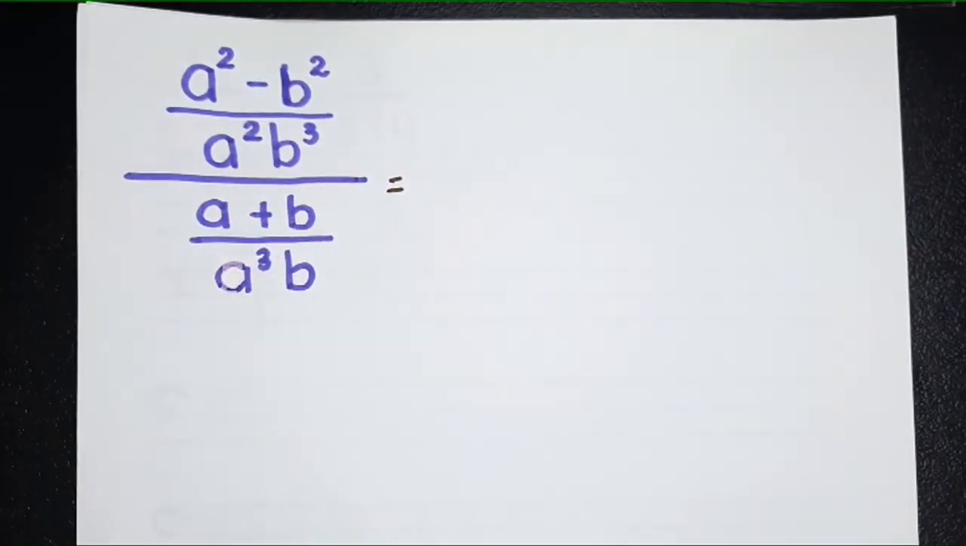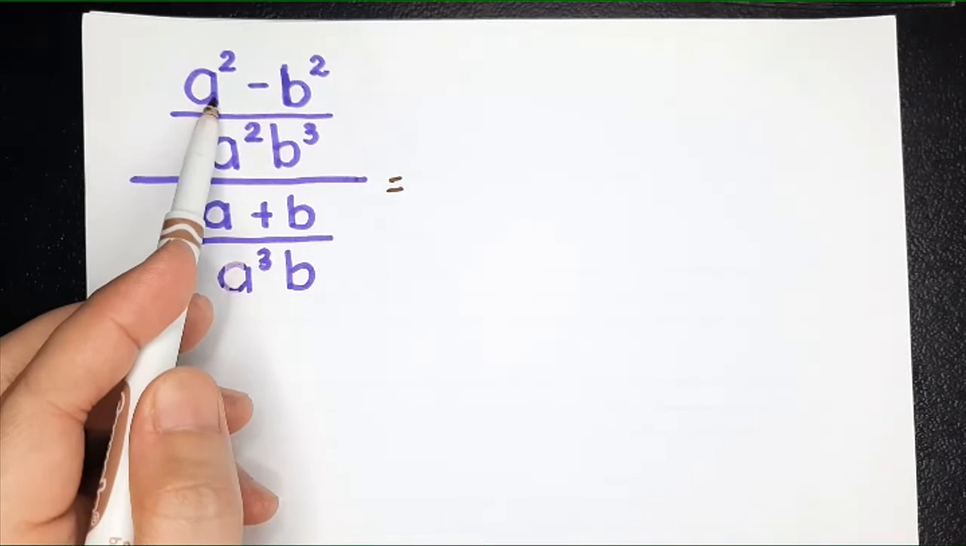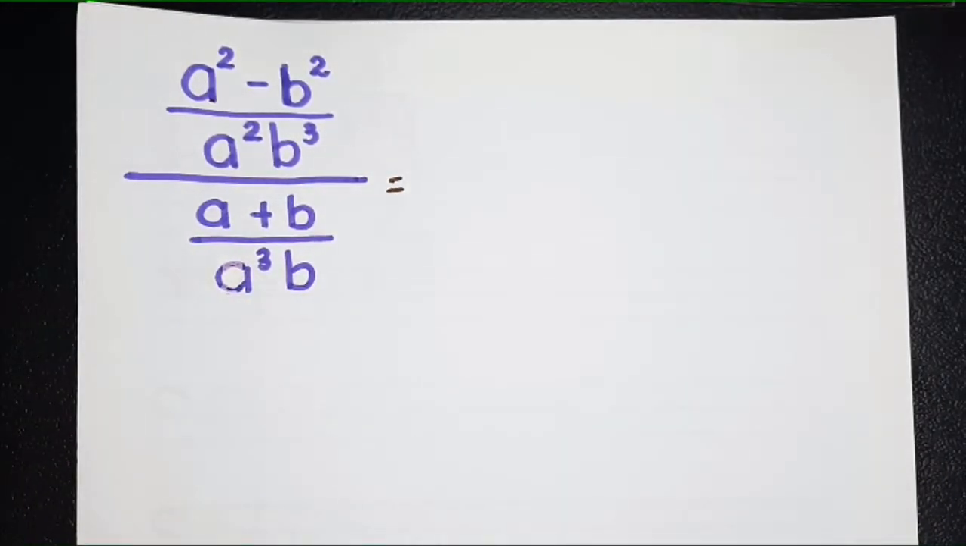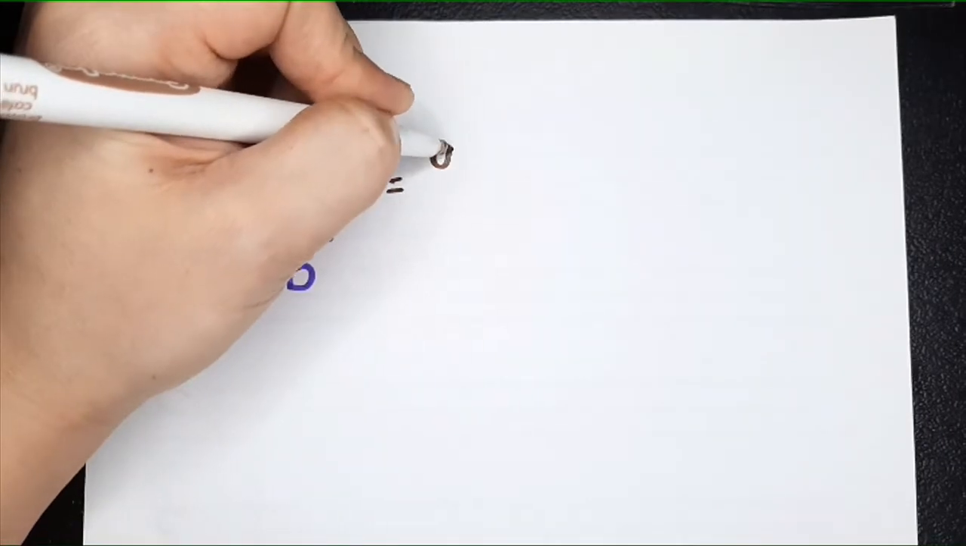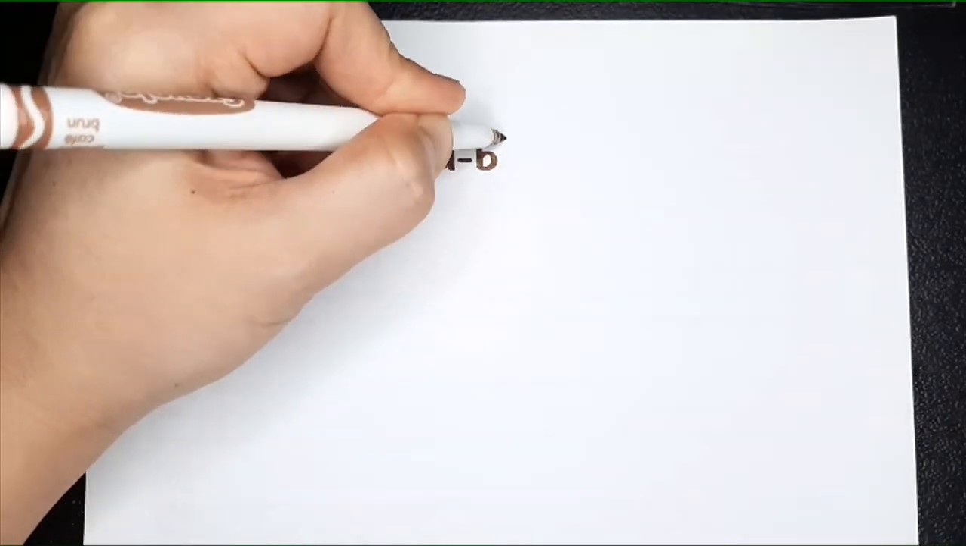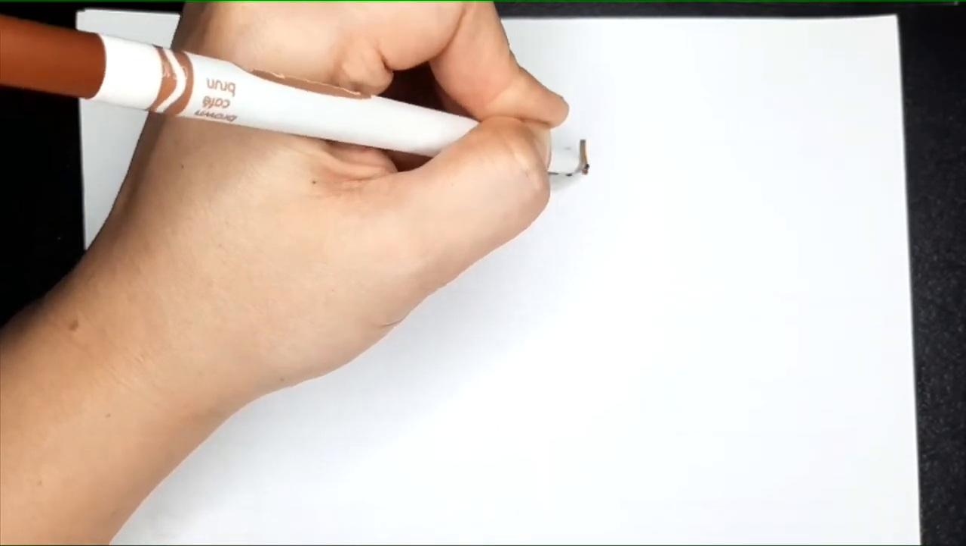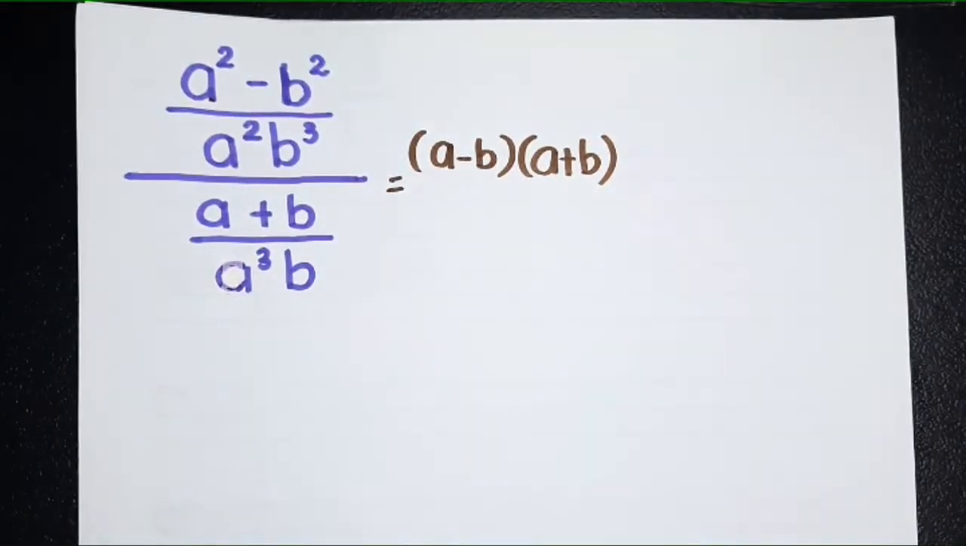all you have to do is copy the numerator. So you're just going to copy. But let's just factor. When you see that something can be factored, go ahead and factor it, okay? What do I mean by that? For example, a squared minus b squared. That's factorable, so let's factor it already. So you have a minus b times a plus b. Okay?